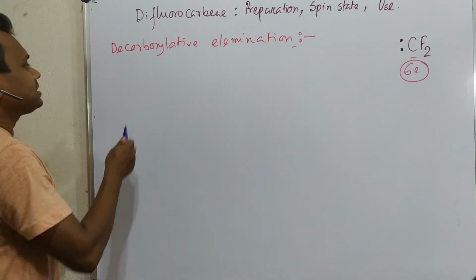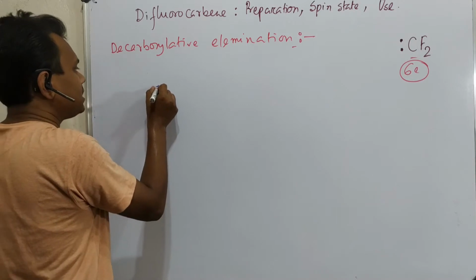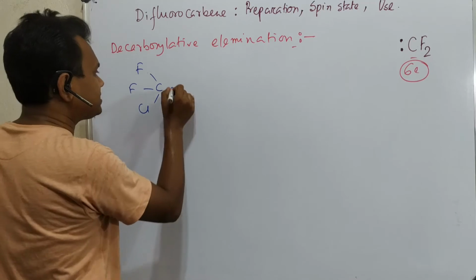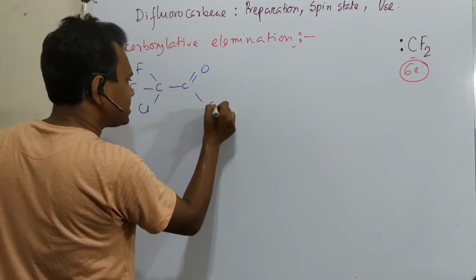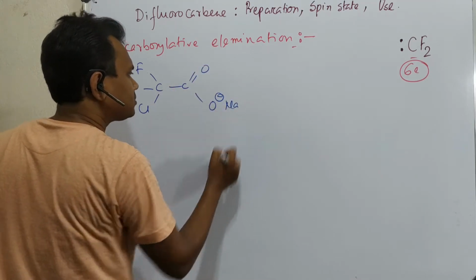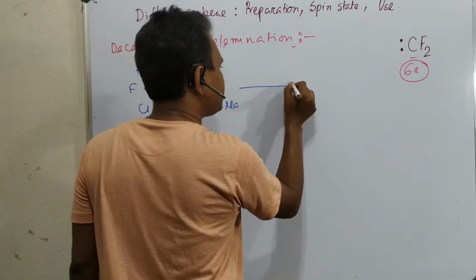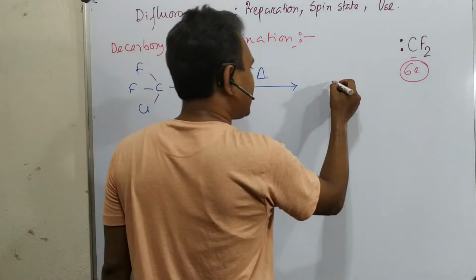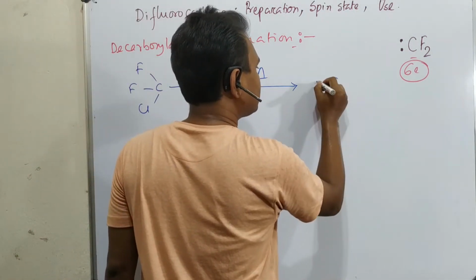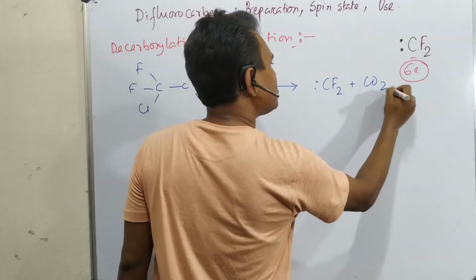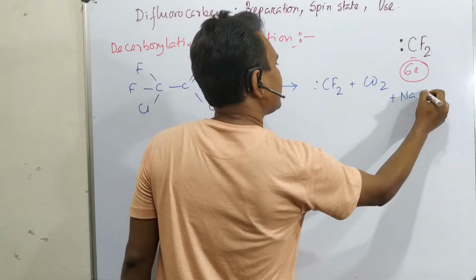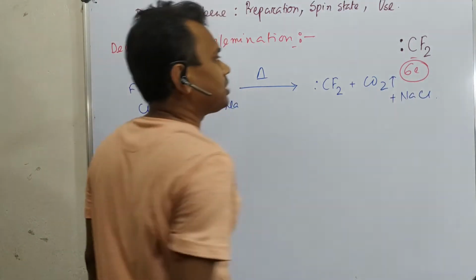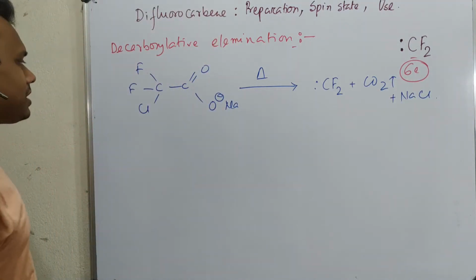So for that purpose the substrate chosen is sodium chlorodifluoroacetate. Please watch it carefully. It is a sodium salt, and it is heated above 150 degrees. If you heat this, what does it result in? It results ultimately in CF2 plus CO2 plus sodium chloride. Now the question: how does this reaction happen, and this CO2 comes out from the reaction medium?